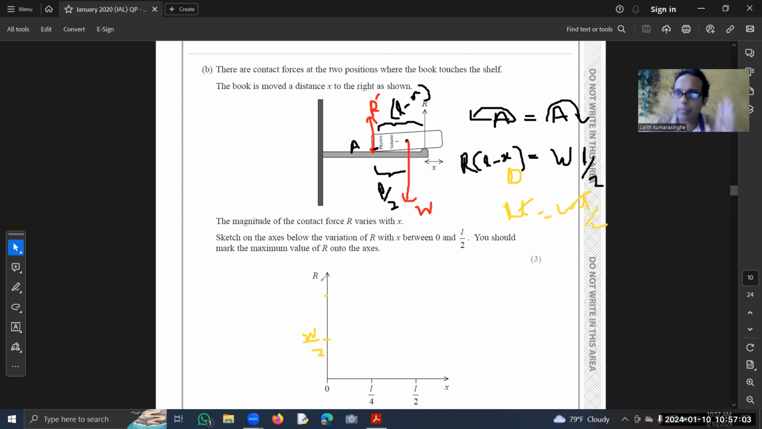We'll take the last point. When I move it half a length there, x is equal to L over 2. When I put x equal to L over 2, so this is R into L minus L over 2. L minus L over 2 is L over 2, no? Apple minus half apple, half apple. L minus L over 2 is L over 2. Cancel off W.